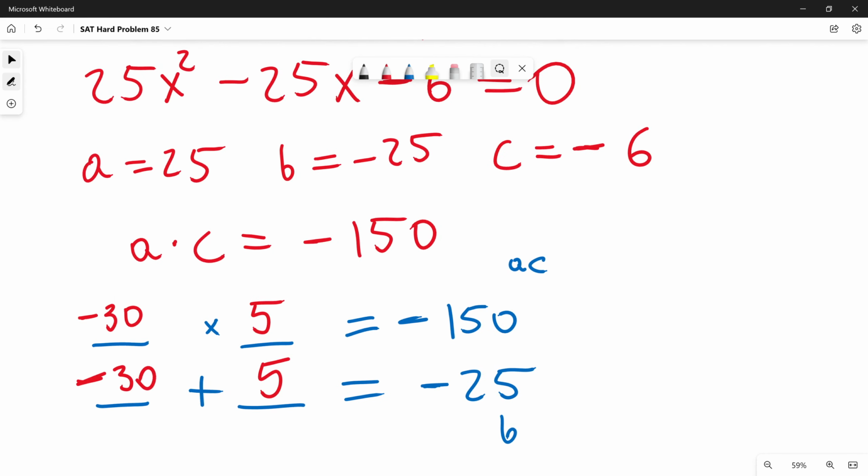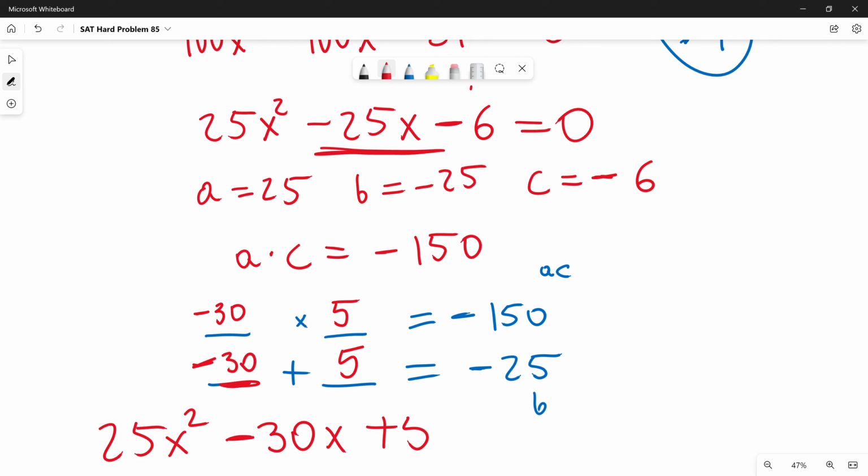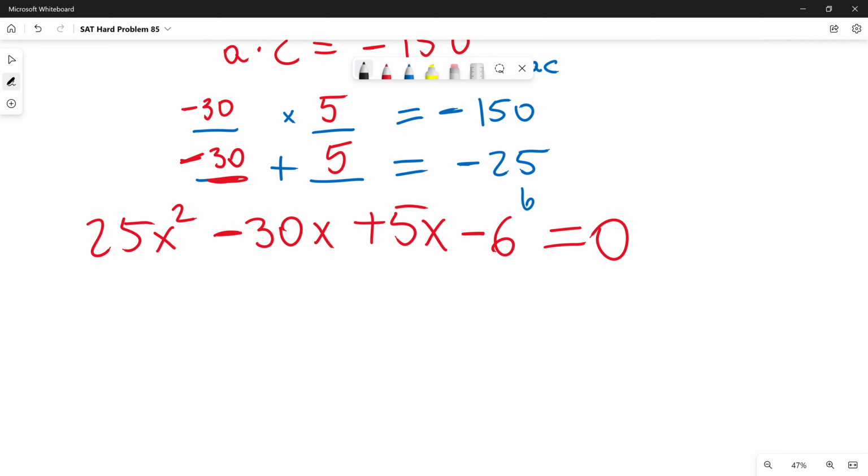So then I'll write this equation: 25x squared, and that negative 25x here I'll write as negative 30x plus 5x, that's my negative 25x, then minus 6, and this is equal to 0. Then the next step will be I will factorize this part and this part separately.